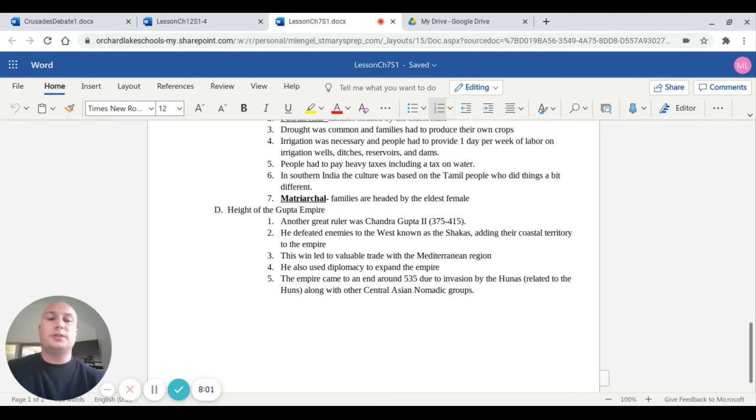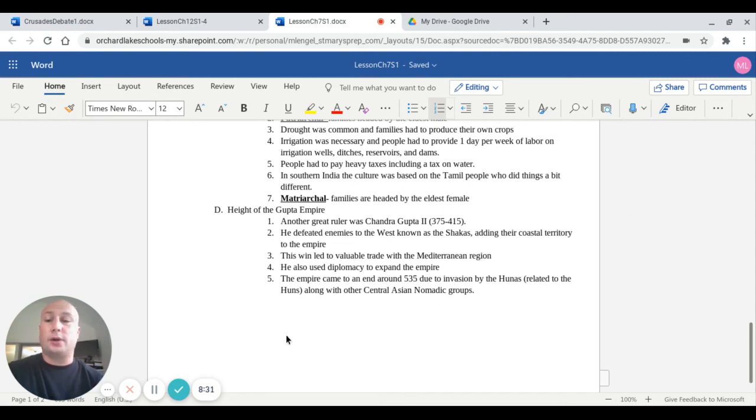He also used diplomacy to expand the empire. Diplomacy is using marriage or trade or land negotiations, things of that nature, instead of warfare. That's what diplomacy is really talking about. The empire did come to an end around 535 due to invasions by what the Indian people called the Hunas, which are actually relatives of the Huns. So a very similar name, along with other Central Asian nomadic groups, such as the Mongols later on.